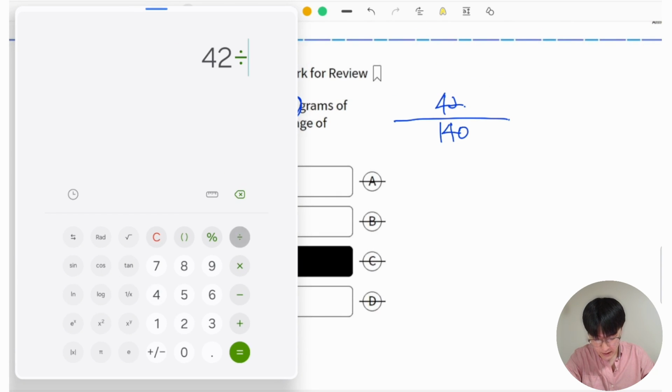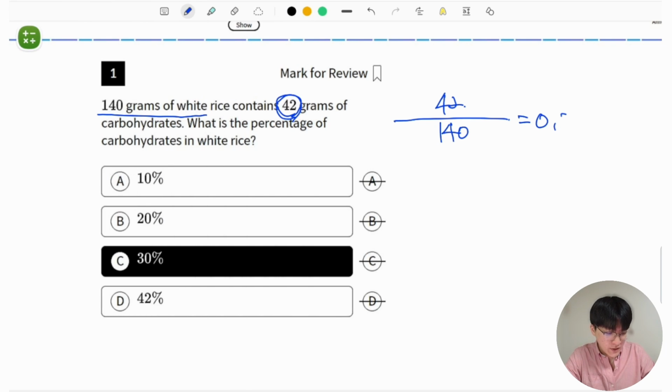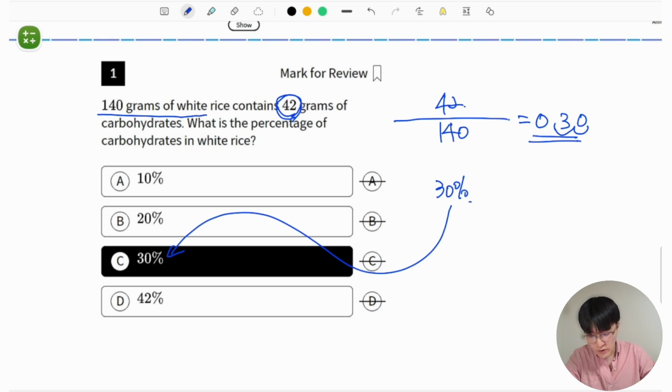And so if we plug that into the calculator, that is 0.3. And 0.3, if we turn that into a percentage value, just multiply that by 100, or move 2 decimals to the right, and that is equal to 30%. Answer choice C.